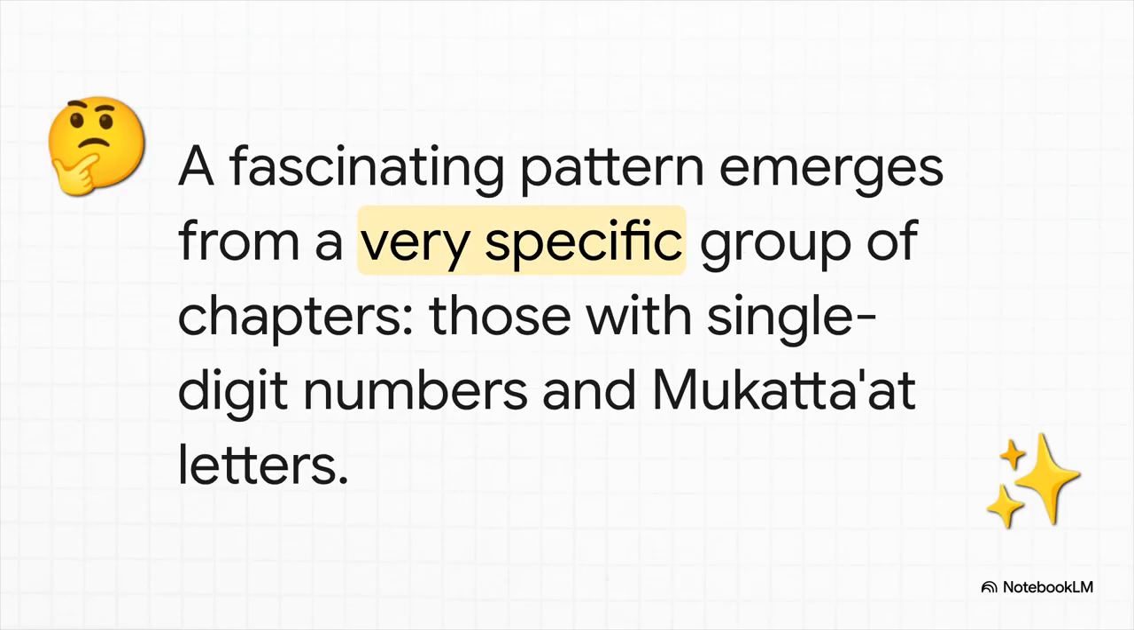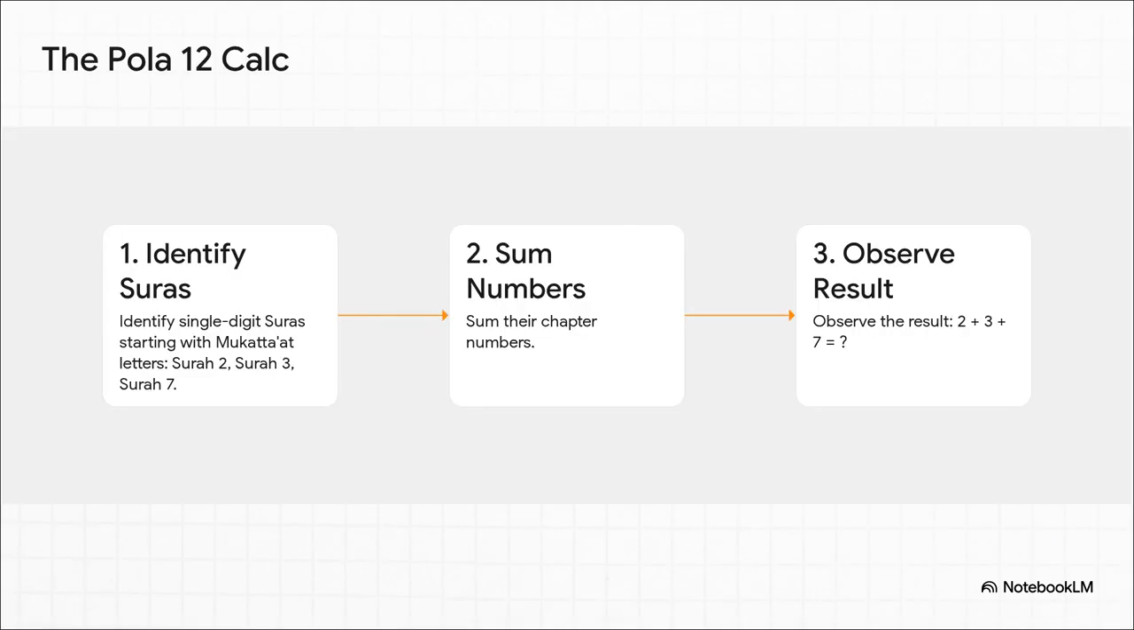But this is where it starts to get really interesting. When you zoom in on very specific groups of chapters, certain patterns begin to pop up again and again. Let's take a look at one called Pola 12. Okay, so how does this work? Stick with me here. First, you take only the single-digit chapters, so chapters 1 through 9, that start with those mysterious muqatta'at letters. That leaves you with just 3: Surah 2, Surah 3, and Surah 7.